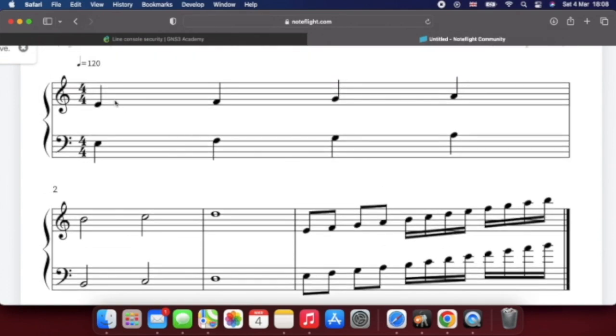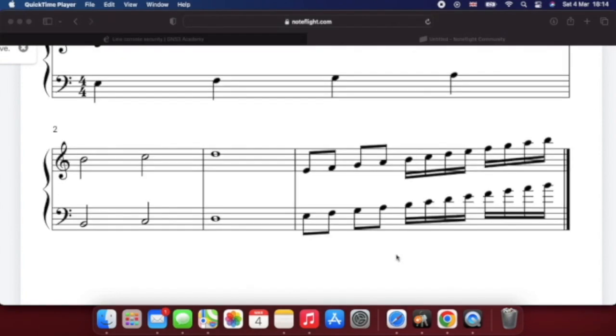If you were counting 1, 2, 3, 4, because you're in 4/4 time, you would play the whole note on the first beat, and it would last the whole length of the bar. So it would just literally be 1, 2, 3, 4, and then on with the next bar.